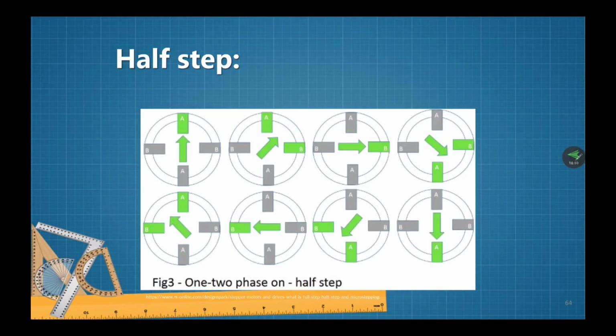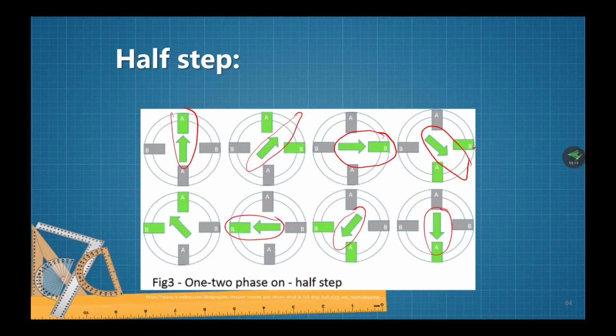And this is the illustration of the half step, one and two phases on in a half step. Okay, this is the first phase in the half step, and then go to phase 2, and go to the half of A and B, and then go to A, go to between A and B, and go to B, and go to the angle between B and A.